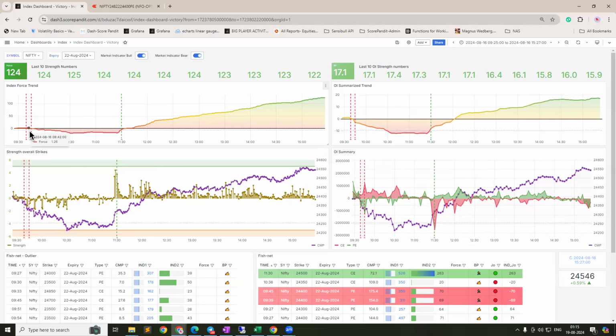A red line indicates there is a bearishness in the market and there are two strikes available. One line represents one strike, so at two times it has appeared. So this will give you an indication that there is something in the fishnet to look into.